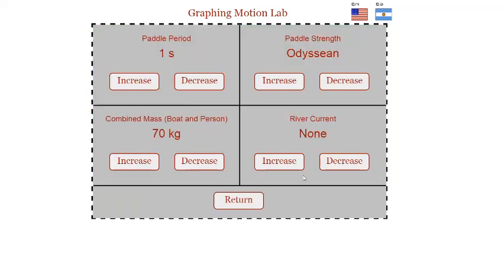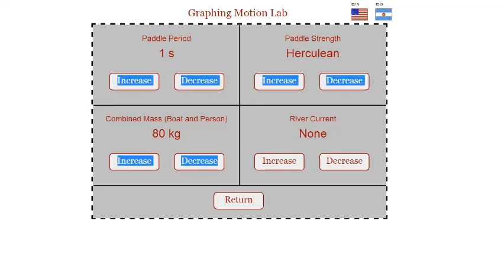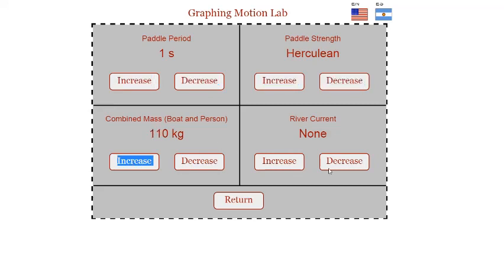So when you click on paddles, you're going to see you can make the person paddle more frequently or less frequently, et cetera, et cetera. You can make them really, really strong, Herculean, or Odyssean, or Achillean, Parisian, et cetera. That's essentially how hard they're going to paddle. You can increase and decrease the mass of the boat and person.